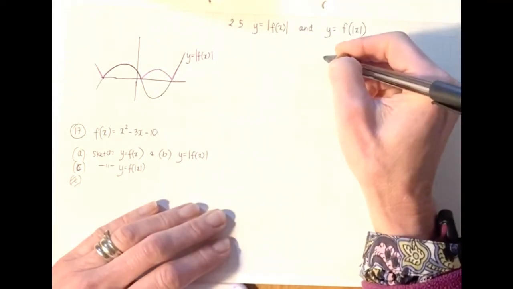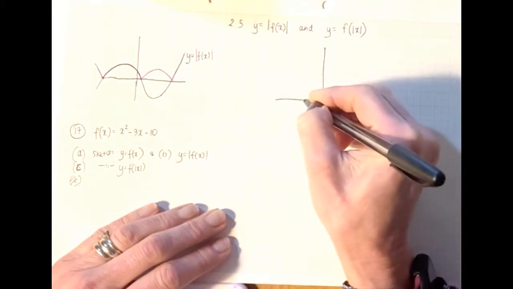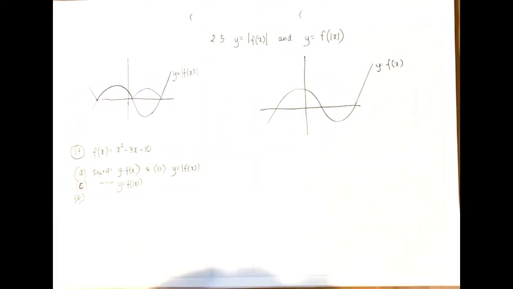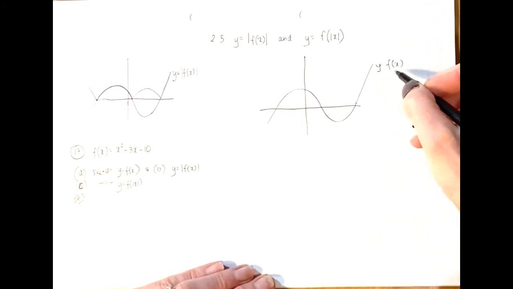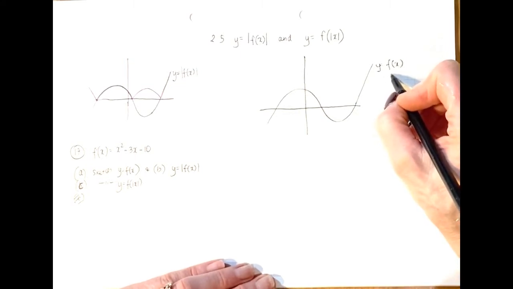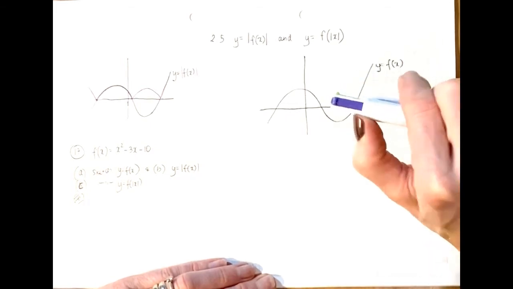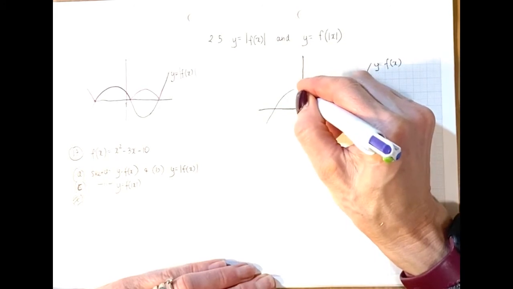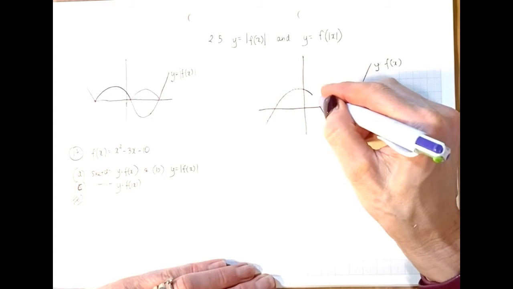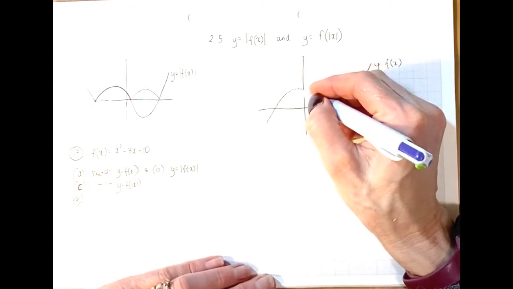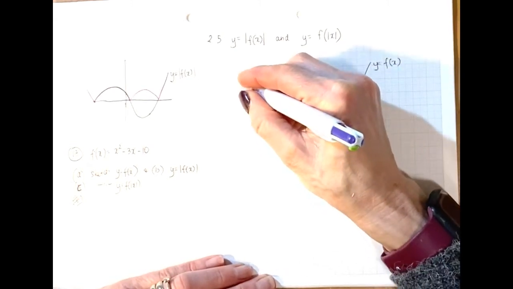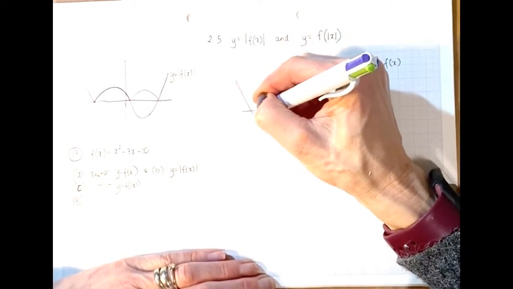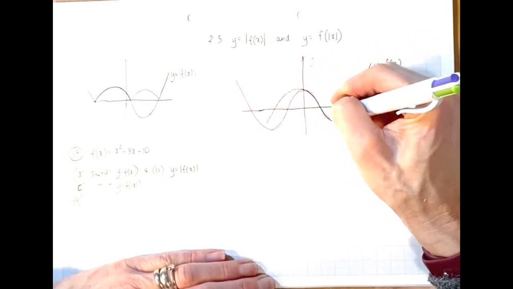Now, if you want to sketch f of modulus of x, then you're going to have a similar process. So to sketch y equals f of modulus of x, what we need to do is the following. You're going to keep the right hand side of the graph all the way to the y-axis. Then you're going to delete the left hand side completely, and reflect the right hand side in the y-axis to obtain a perfectly symmetrical graph about the y-axis. So the final answer is going to be the reflected part and the original right hand side part.